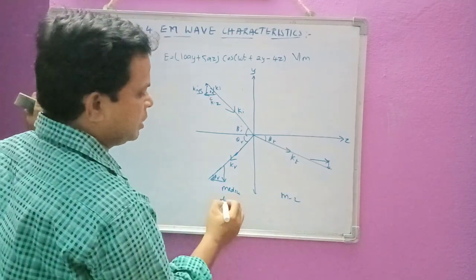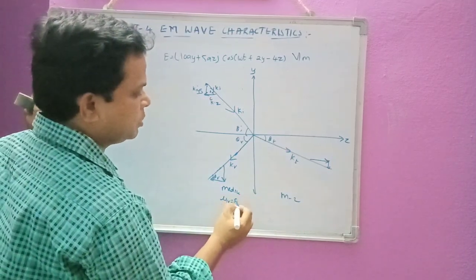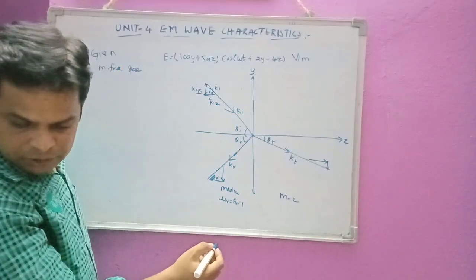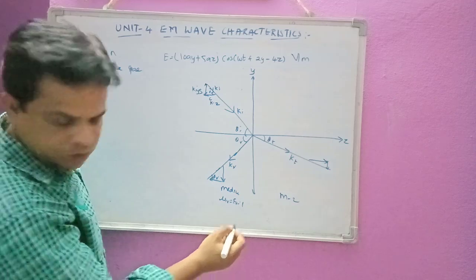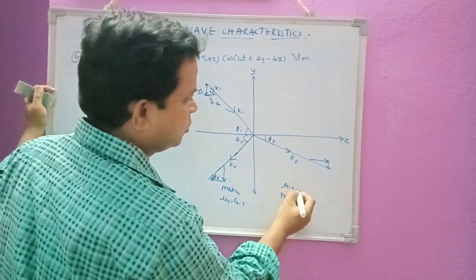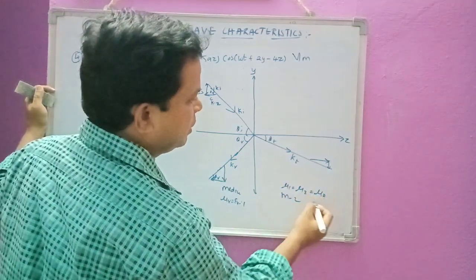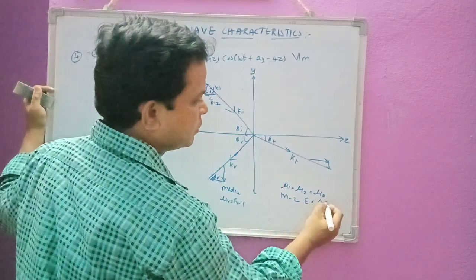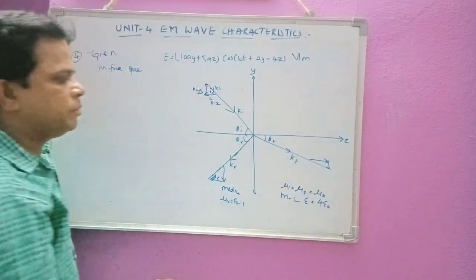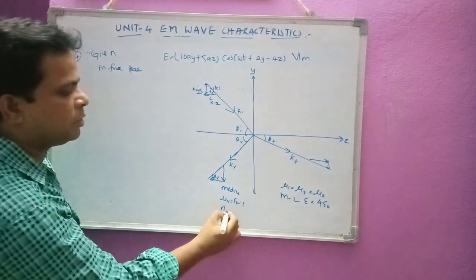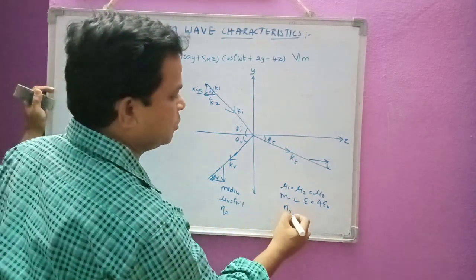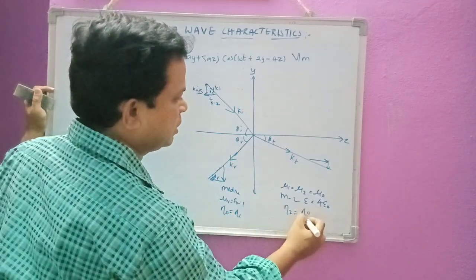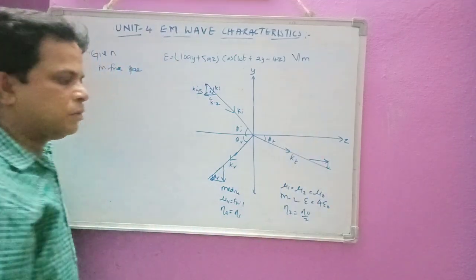So medium 1 has mu r and epsilon r equal to 1, and here he has given that mu 1 is equal to mu 2 is equal to mu naught, and epsilon is equal to 4 epsilon naught. This is medium 2, and this is medium 1. Eta 1 is equal to eta naught, and eta 2 is equal to eta naught by 2, we can say. We can prove that one easily.